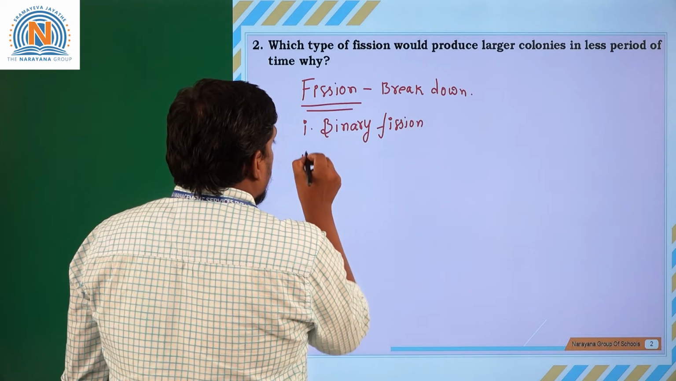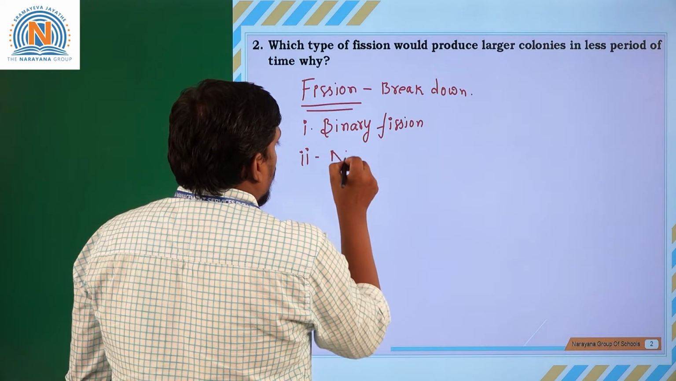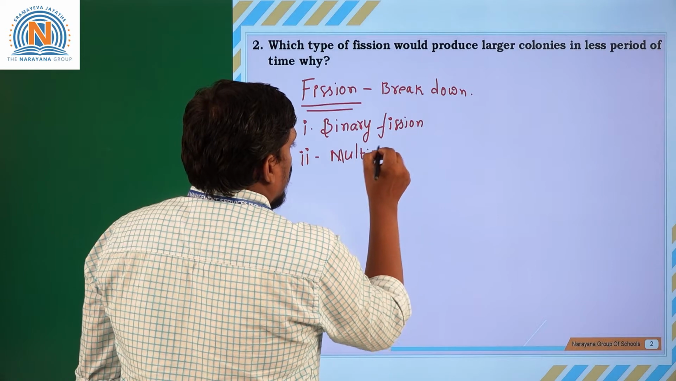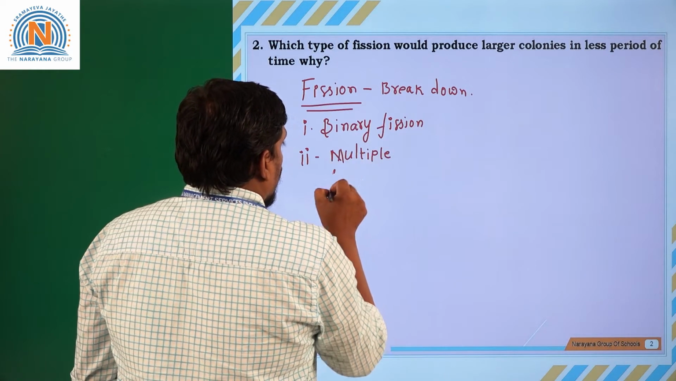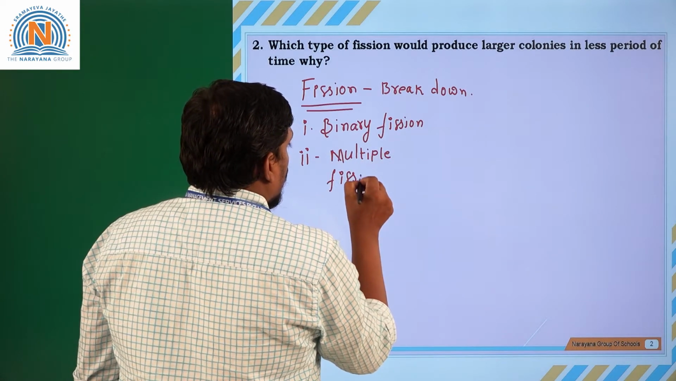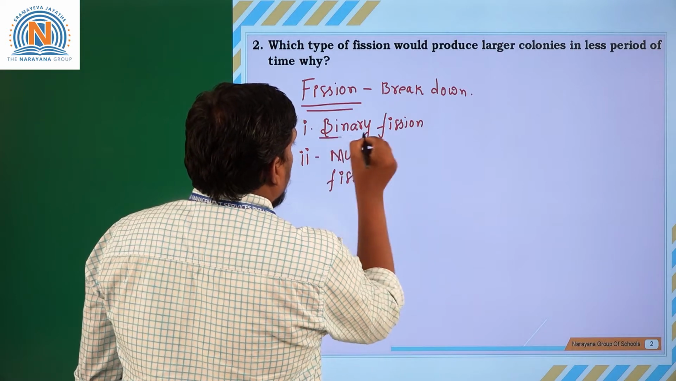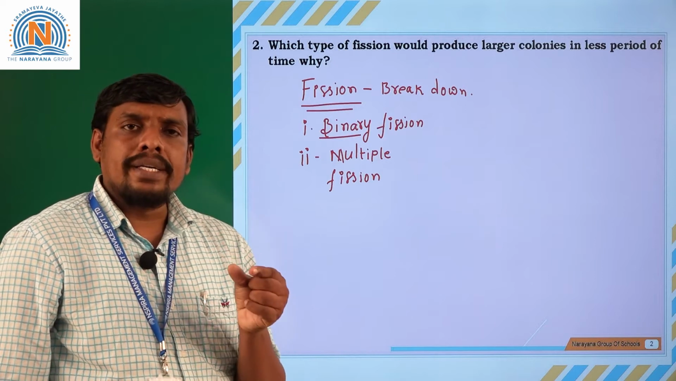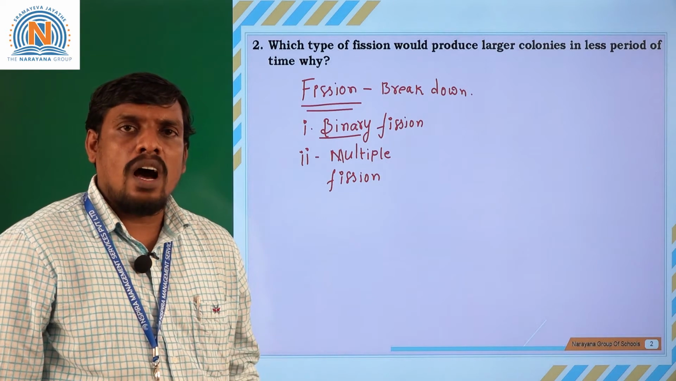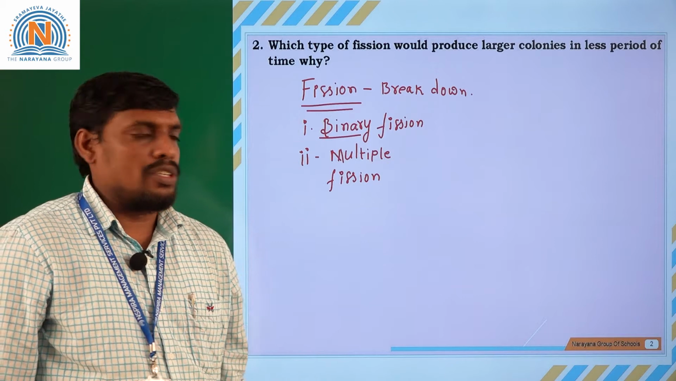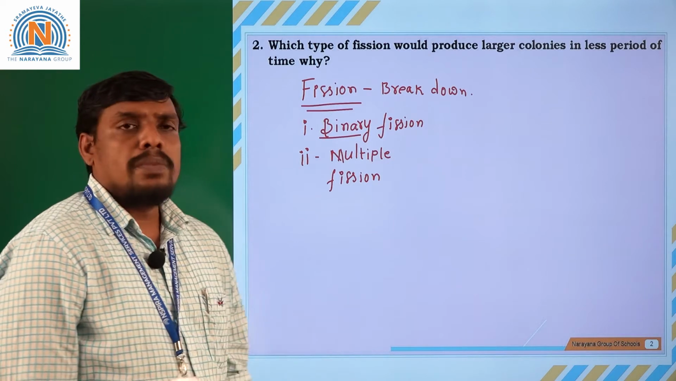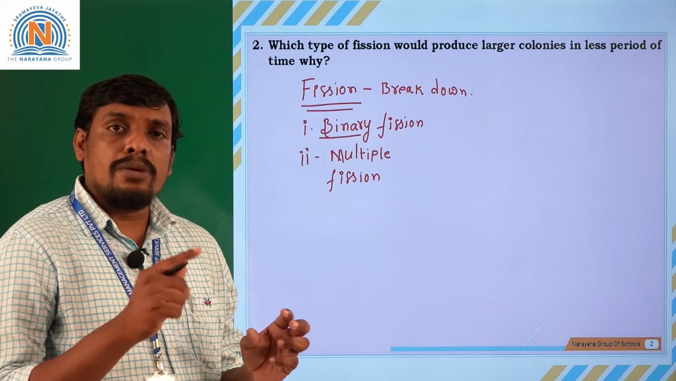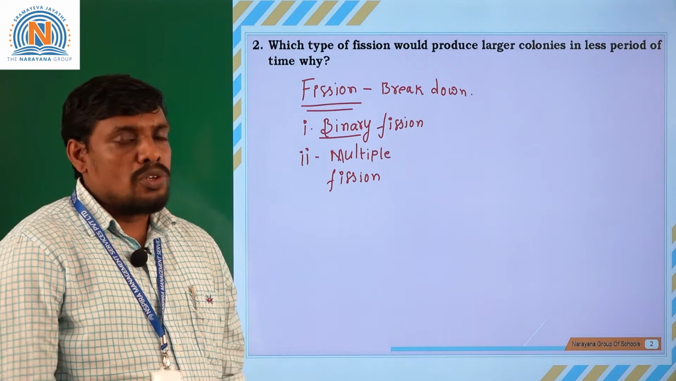And the second one is multiple fission. So what do you mean by binary fission? What do you mean by bi? Bi means two. Division of one parent organism into two equal halves is called binary fission. Whereas multiple fission means breakdown of a single organism into multiple pieces. Every piece develops into a new living organism.